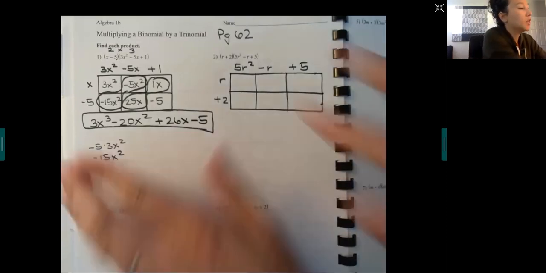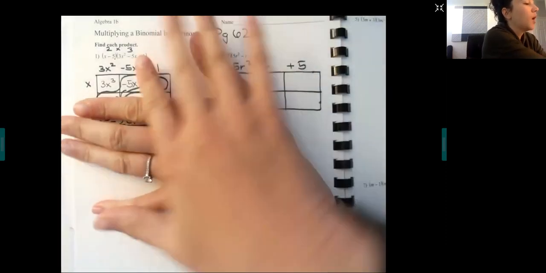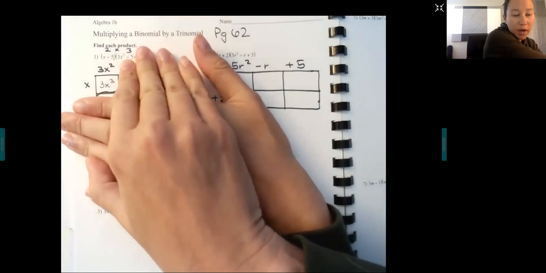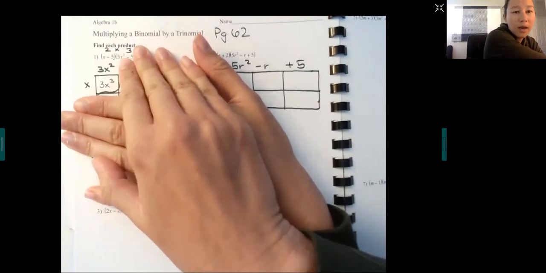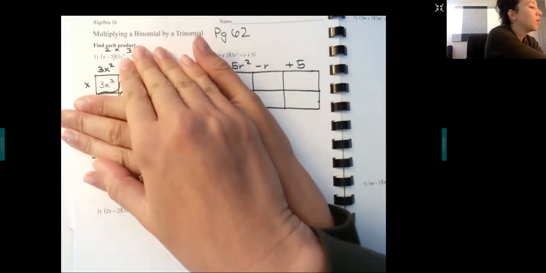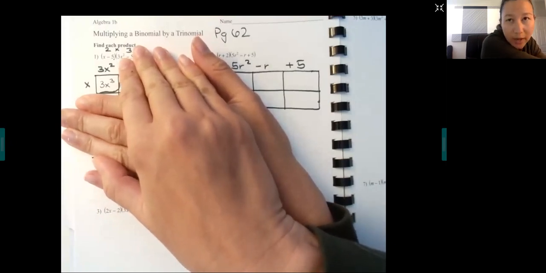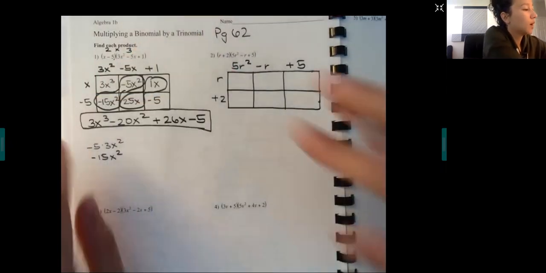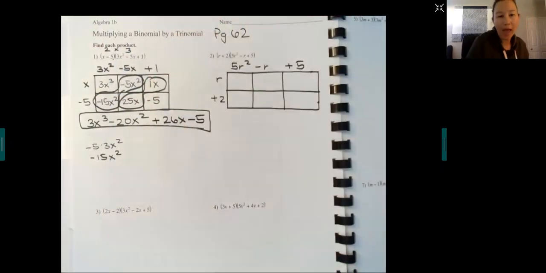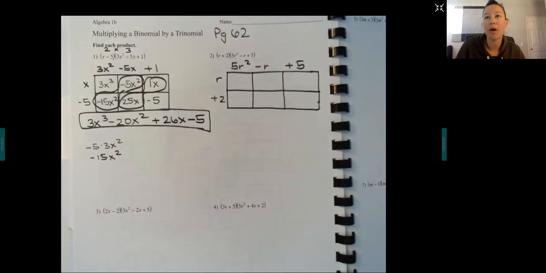So remember, you're just finding the area of each box. So you're looking at each box individually. The area of a rectangle is you always multiply the length times the width. Like in number one, we got 3x cubed because we multiplied the length, which was x, times the width, which is 3x squared. You can kind of use your hands and cover them up if it gets overwhelming looking at all of the boxes at once.